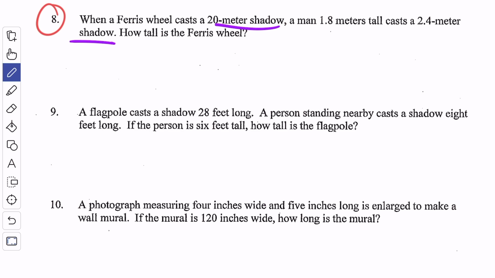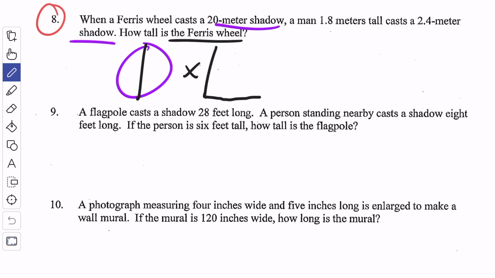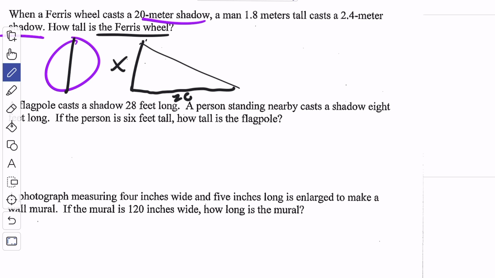But if we have our Ferris wheel, that's what it looks like. We're looking at the height of the Ferris wheel. So that would be the vertical line. So the height of the Ferris wheel, we don't know because that's what it asks. So we're going to say X. The shadow we know will run along the ground. And it says it's a 20-meter shadow. So this is what our triangle will look like for that one.